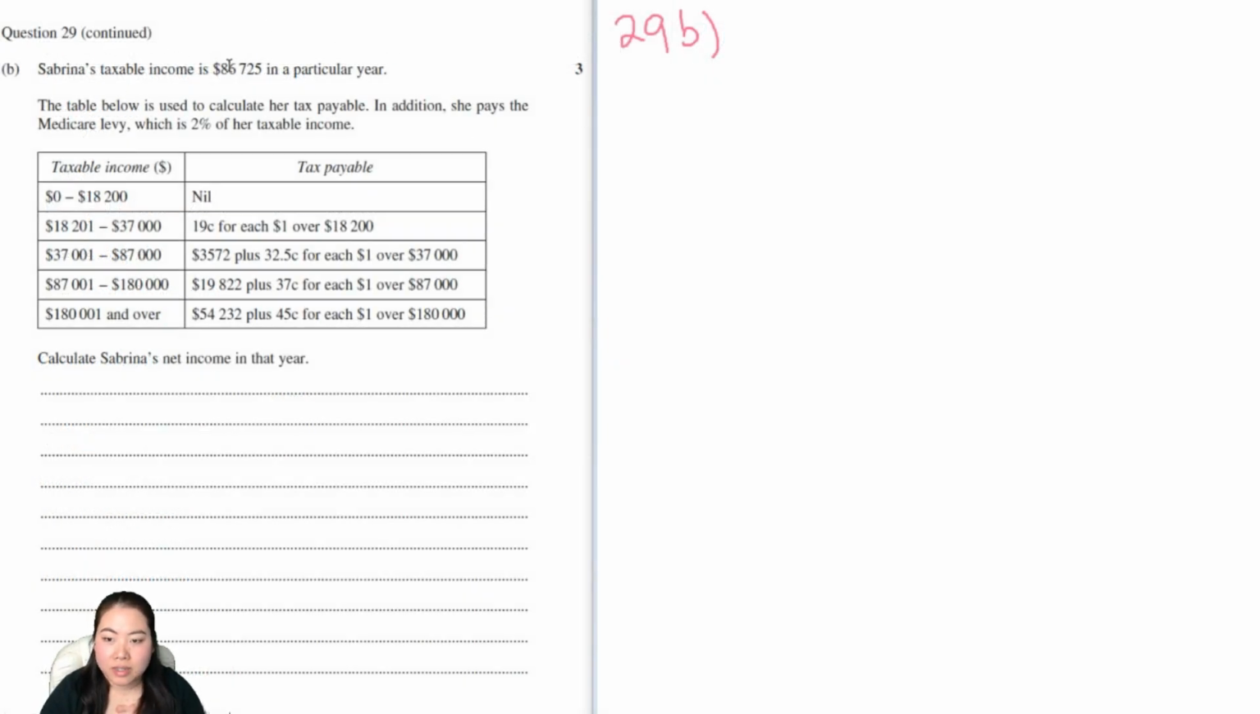Question 29b. Sabrina's taxable income is $86,725 in a particular year. The table below is used to calculate her tax payable. In addition, she pays the Medicare levy, which is 2% of her taxable income. And this is her taxable income. Okay, let me just write that.